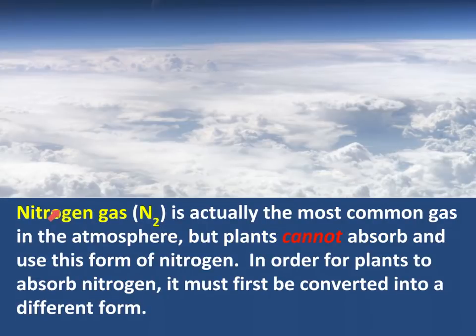So nitrogen gas, N2, is actually the most common gas in the atmosphere, but plants cannot absorb and use this form of nitrogen. In order for plants to absorb nitrogen, it must first be converted into a different form. Number 4, where is nitrogen gas commonly found? It is found in the atmosphere. Number 5, can plants absorb nitrogen gas directly from the air? No.